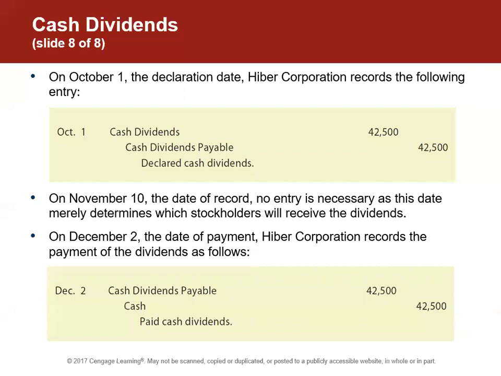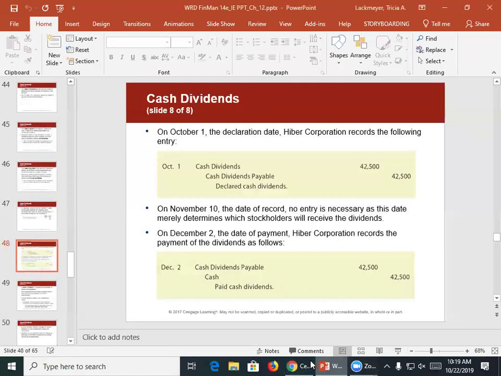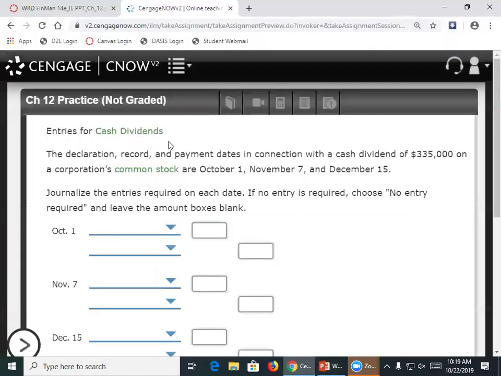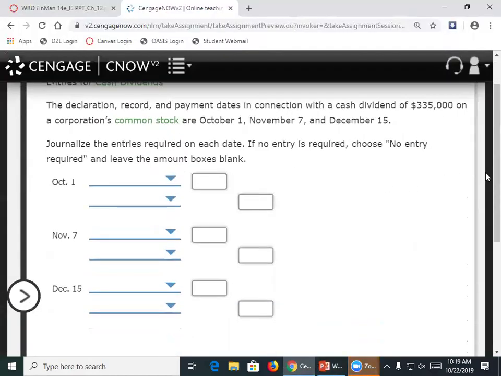All right, well, let's switch over to the practice and we'll do one together so you can kind of see what it looks like. Okay, so number 2 on the practice. It says the declaration, record, and payment dates in connection with the cash dividend of $335,000 on a corporation's common stock are October 1, November 7th, and December 15th. So again, October 1 is our date of declaration. Our date of record is November 7th. And then our date of payment is December 15th.